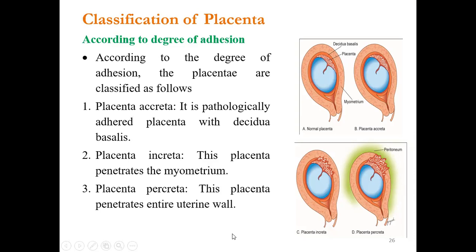Why are these conditions very important? Because during delivery, there may be inversion of the whole uterus. The whole uterus may come out if we try to pull the placenta, which normally comes out by itself after 30 minutes of the delivery. So that is why knowledge of these conditions is very important.